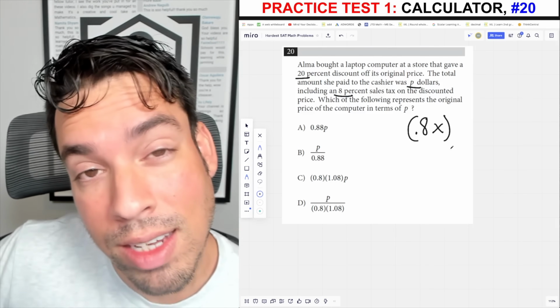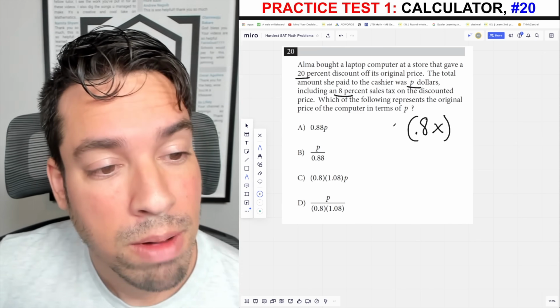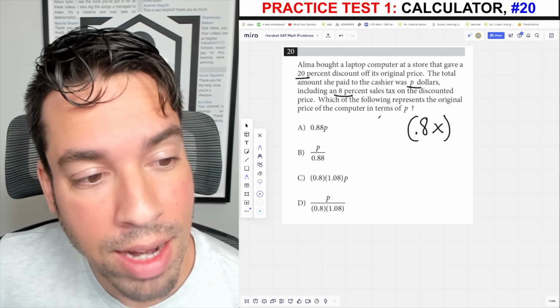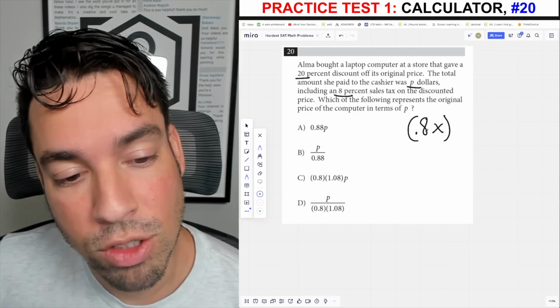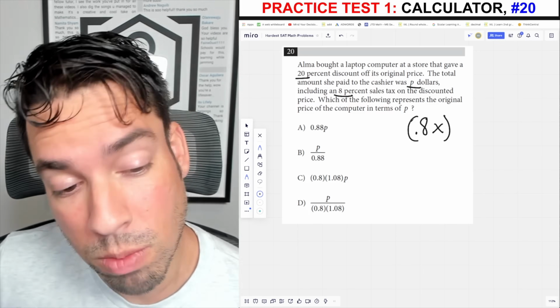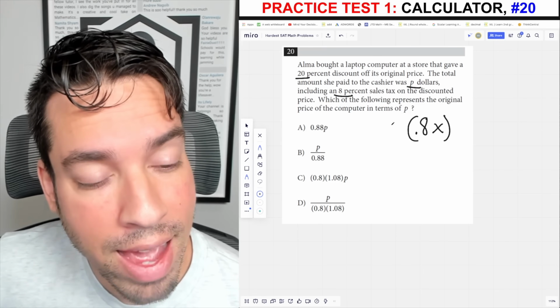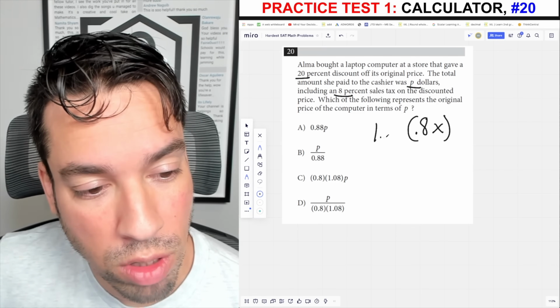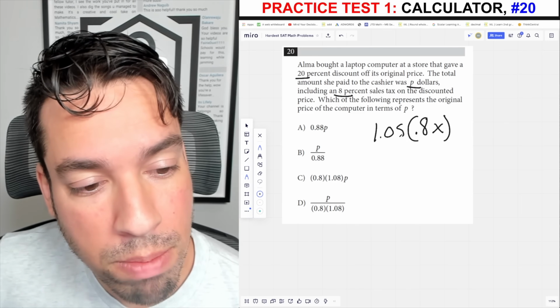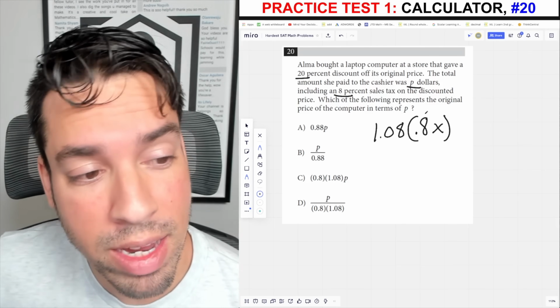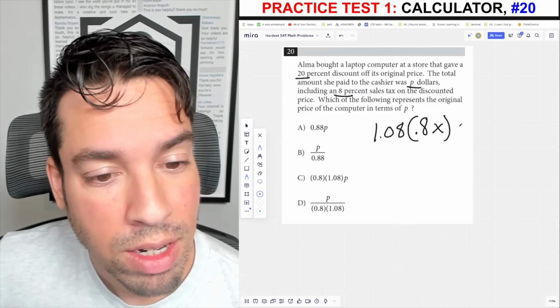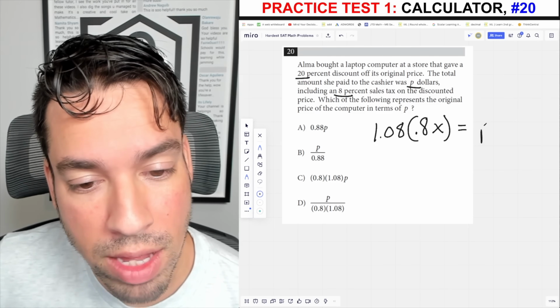So again, I could take 8% and add it back to this, but the easier way is if I'm adding 8%, see how here I took 20% away from 1, or 100 you could say. Here I'm going to add 8% on to 1 or 100 and make it 1.08. That will increase something by 8%. And then this will equal the value P.